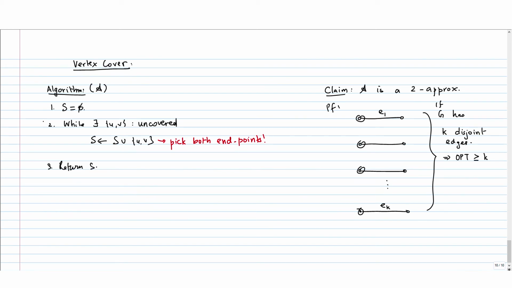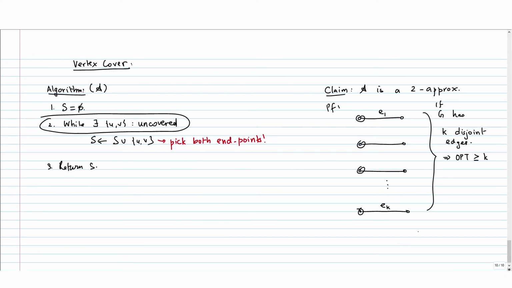And what have we done here? We have picked a maximal set of edges that are pairwise disjoint, and since we have picked both endpoints, all we have done is double. The number of vertices we have picked is twice the number of edges here. That is it. That is the proof.